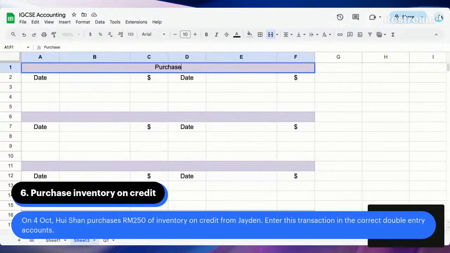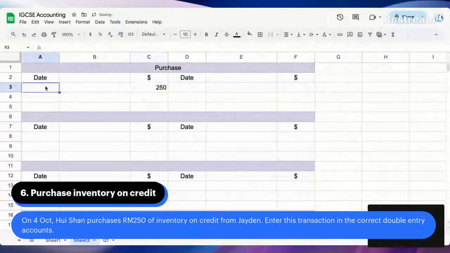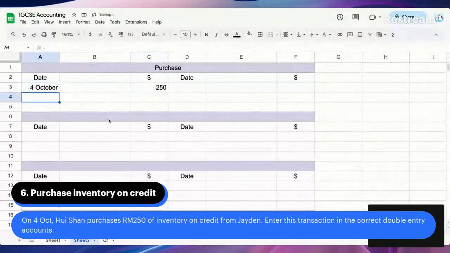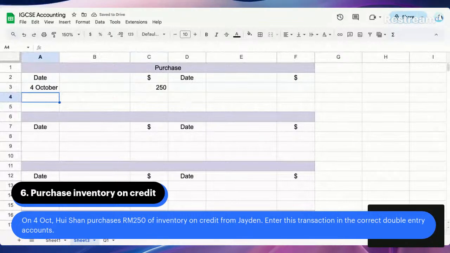Okay, how much is the purchase? The purchase is 250. And when did it happen? The 4th of October. And then purchase from who? Is it paid by credit or immediate payment?